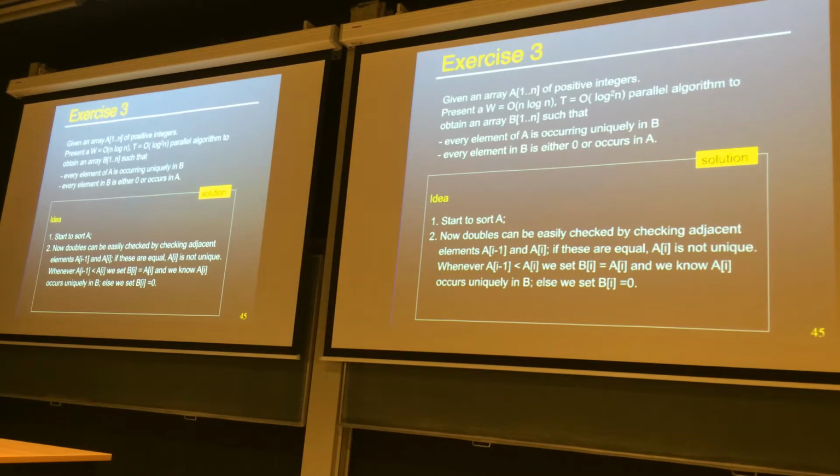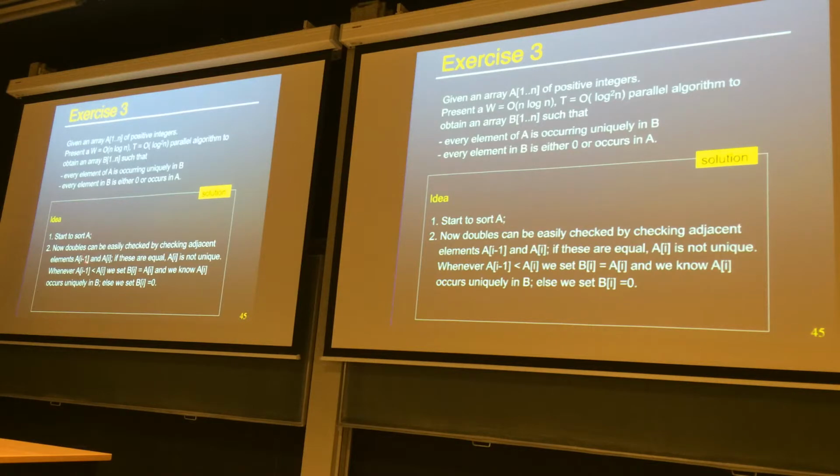And the O(log² n), of course, too. That's because of this fast parallel merge algorithm. So the idea now is to start by sorting A, and then you can easily find the doubles by checking adjacent elements. Because if adjacent elements are equal, then the second of these adjacent elements should receive a 0, and otherwise it should receive a 1.